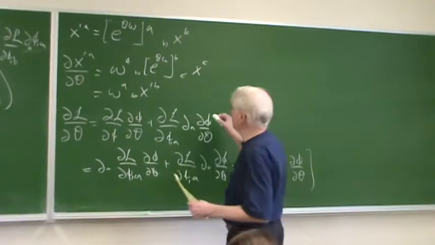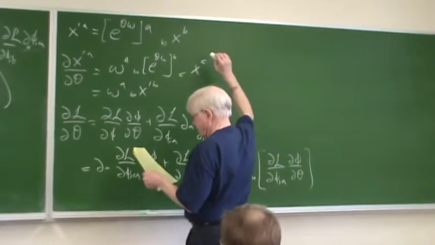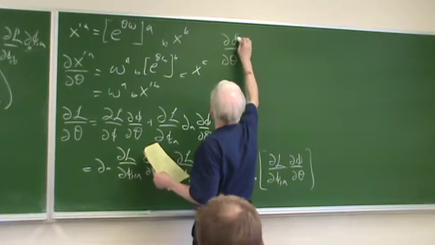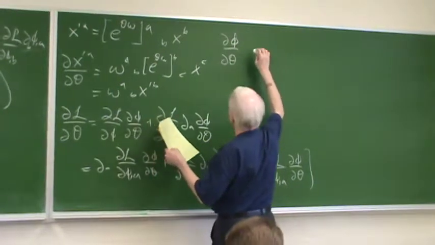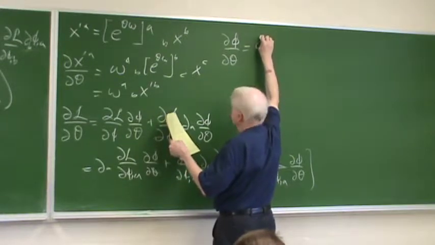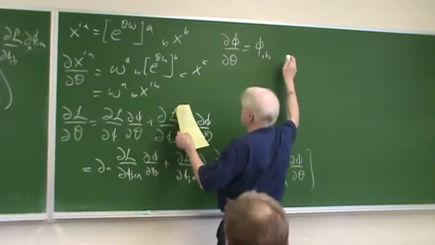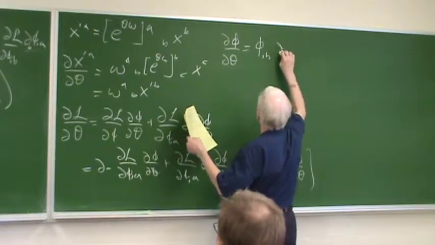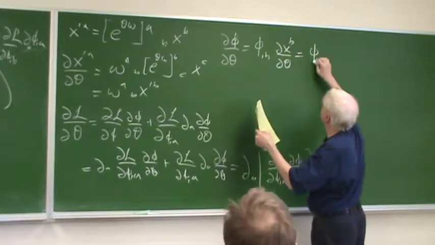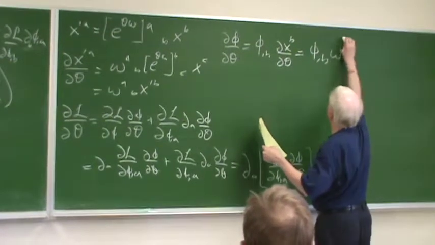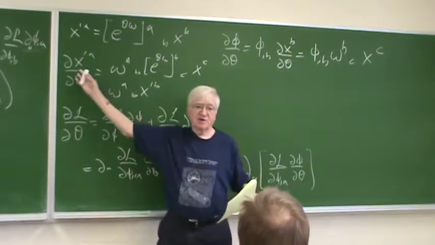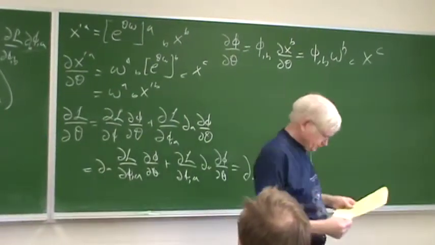And now we're also going to say, what is partial phi, partial theta? Well, partial phi, partial theta is phi comma b, in other words, the derivative with respect to xb times partial xb, partial theta. And this is phi comma b, omega bc, xc. So that's this equation here without the prime.